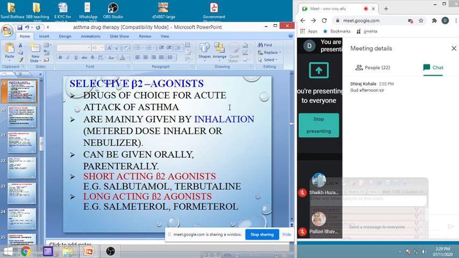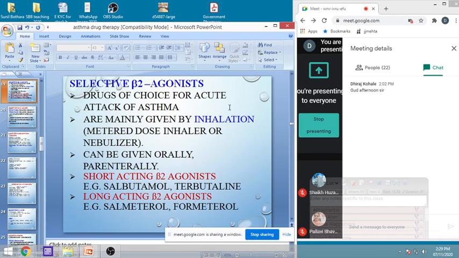Then other agents in that class, the adrenergic agonist class. An example of this is the selective beta 2 agonists. The drug of choice, we have seen, is for acute bronchial asthma. They are mainly given by inhalation, as I told you, by metered-dose inhalers, that is MDIs, or nebulizers, or one more I told you is DPI, that is dry powder inhalers. It can be given orally, and it can be given parenterally. I told you about this. Short acting beta 2 agonists are normally called SABA.